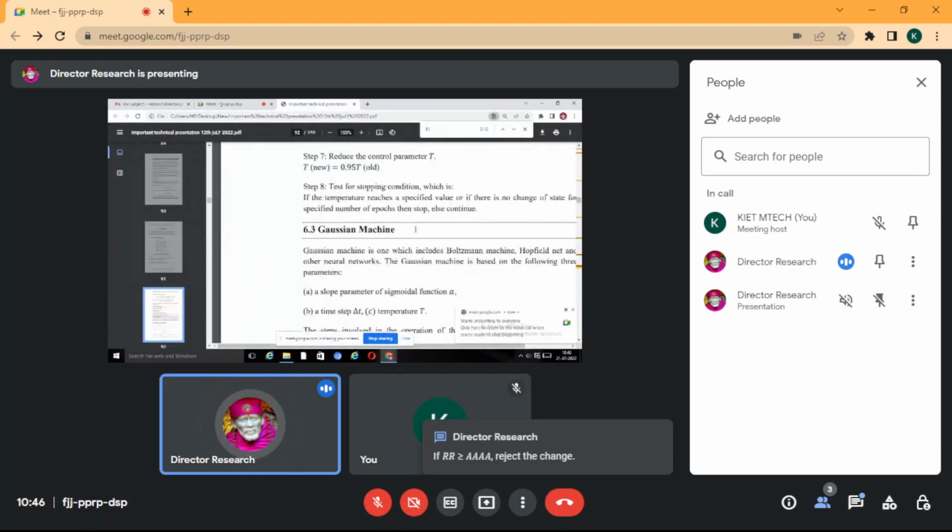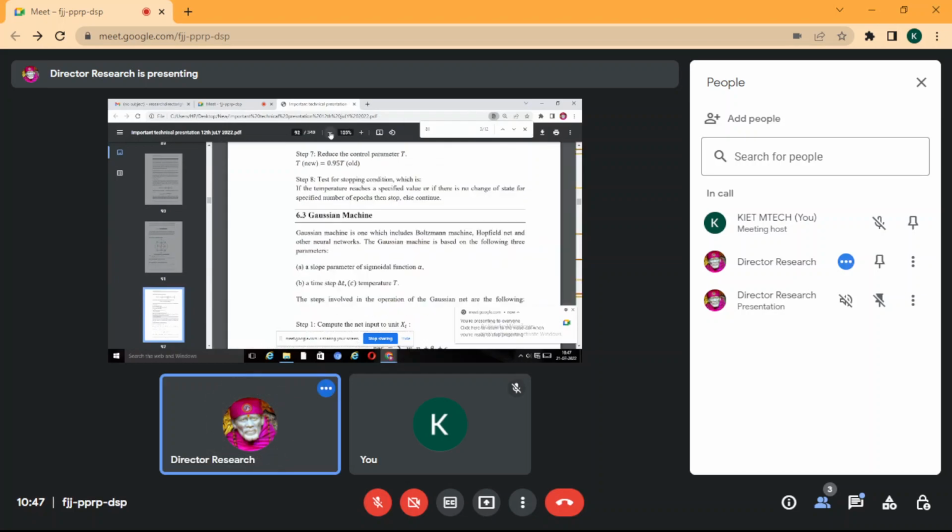Step 7: reduce the control parameter capital T. Step 8 is test for stopping condition. If the temperature reaches a specified value, or there is no change in state for a specified number of attempts, then stop, else continue.